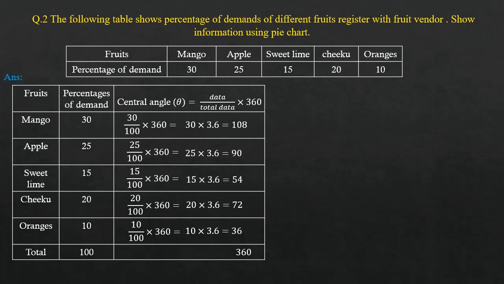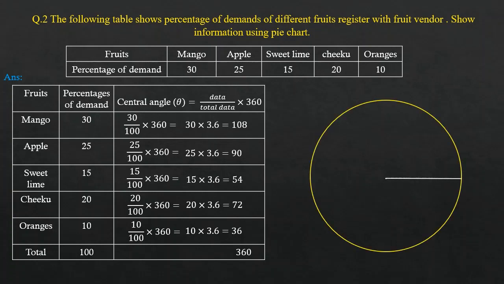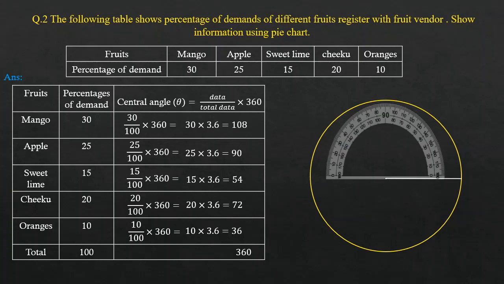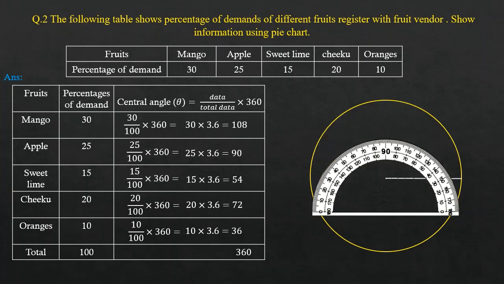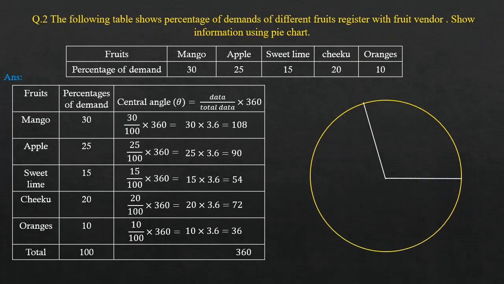Now I'll start with drawing the pie diagram or pie chart. Start with a circle of radius 5 centimeter. Draw a reference radius. Place the protractor on the reference radius. Now find the first angle, an obtuse angle, which is 108. After finding 108, join with the center. First sector ready, which gives information about mango, and the angle is 108 degree.